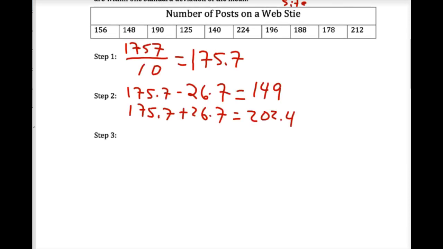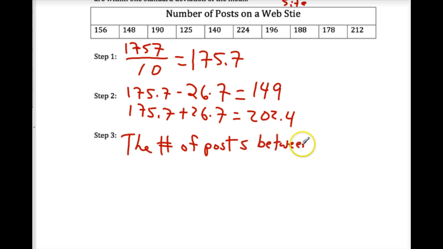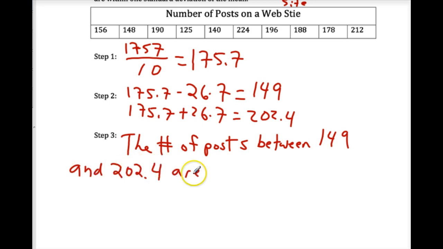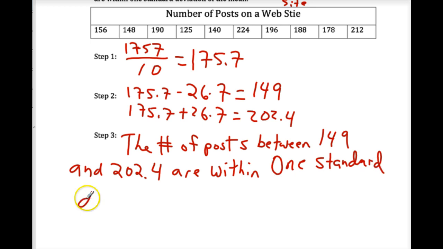Take your time. Here's what this means. The number of posts between 149 and 202.4 are within one standard deviation of the mean.